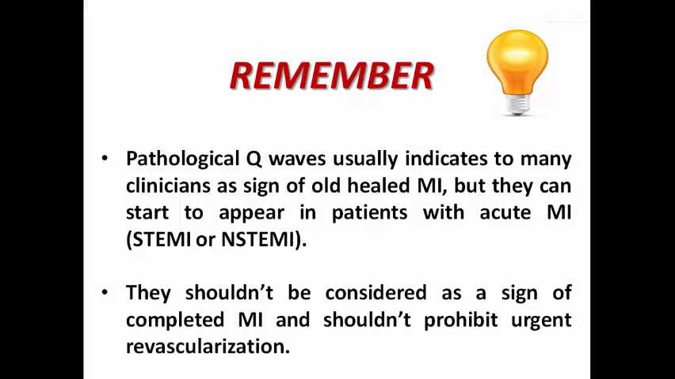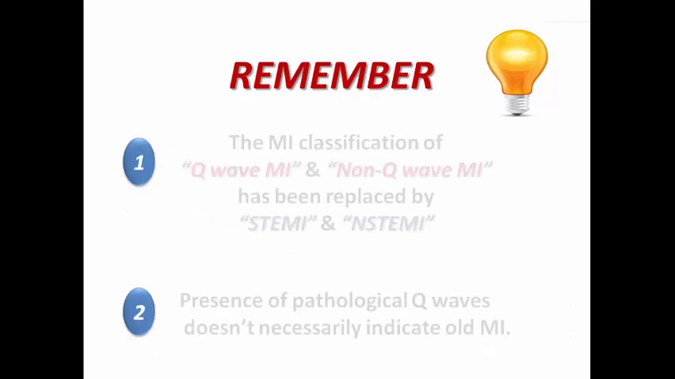Remember, pathological Q waves usually indicate to many clinicians a sign of an old healed MI, and this is completely wrong. They can start to appear in patients with acute myocardial infarction like STEMI or non-STEMI, and they should not be considered as a sign of completed MI and should not prohibit urgent revascularization. So please, if you see pathological Q waves in a patient with a STEMI, this doesn't mean that the patient doesn't deserve to have primary PCI because he has a completed myocardial infarction. No, they are not a sign of complete myocardial infarction. If the patient still has chest pain, he should be urgently transferred to the cath lab.